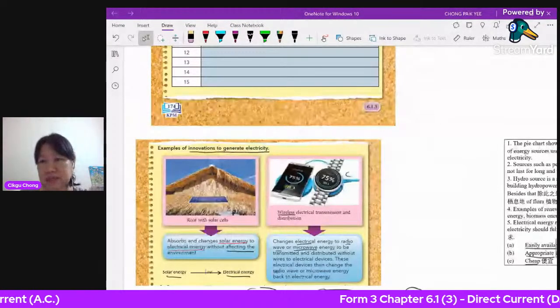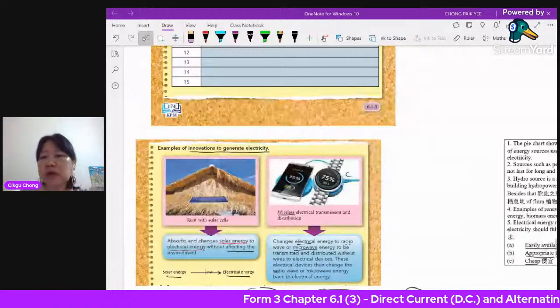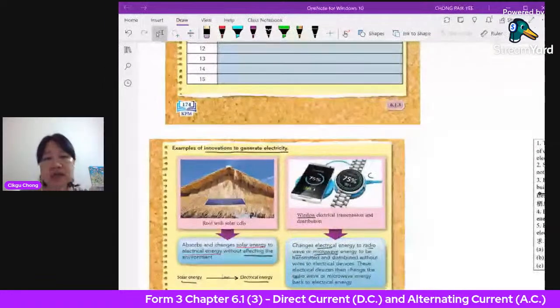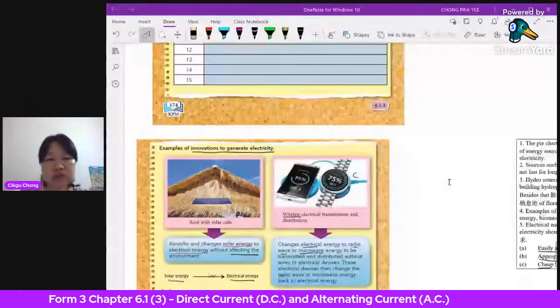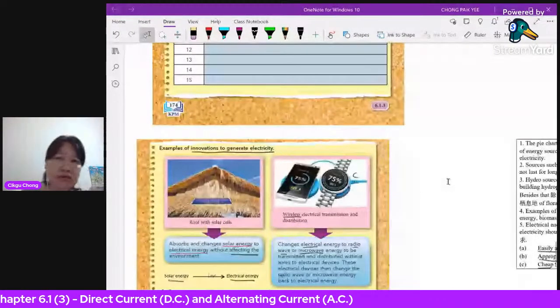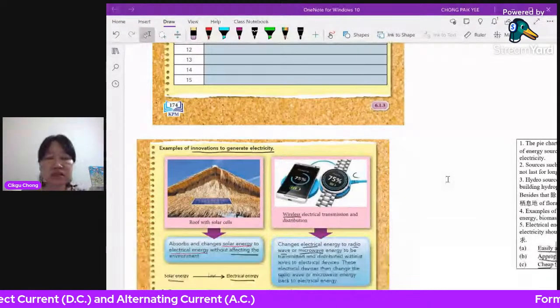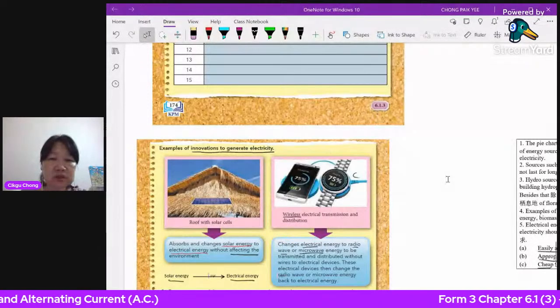So one of the newer innovations is solar cells. It's not so new. Solar cells have been around for at least 30 years already, 20 to 30 years.